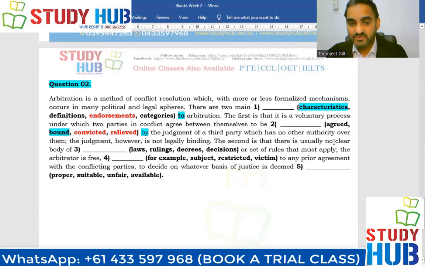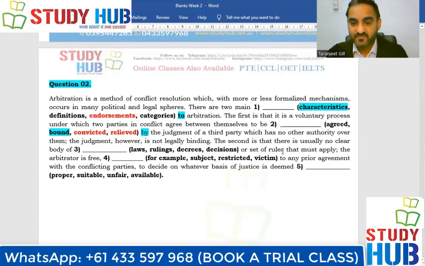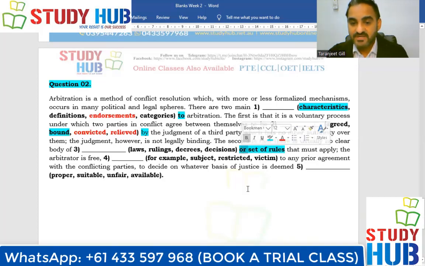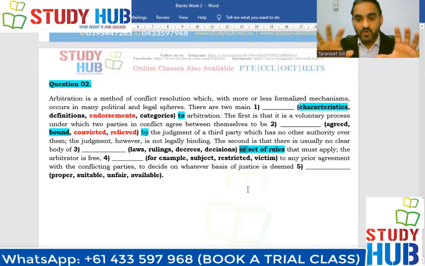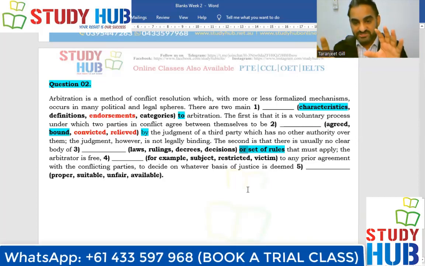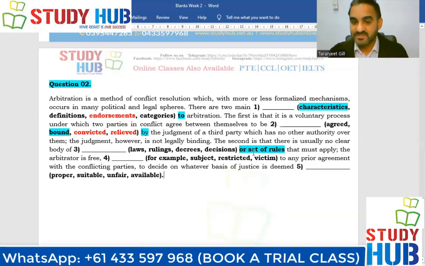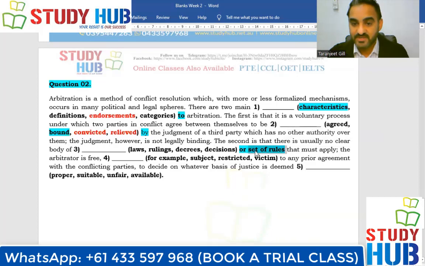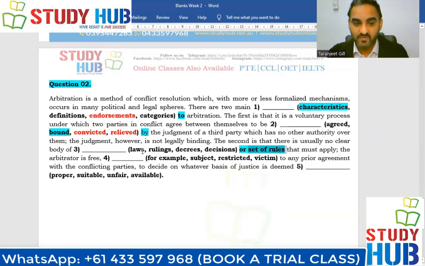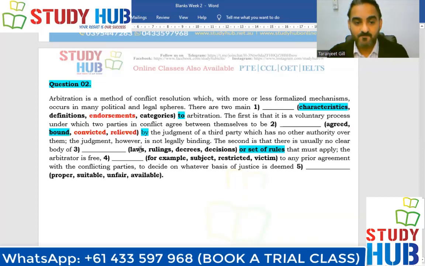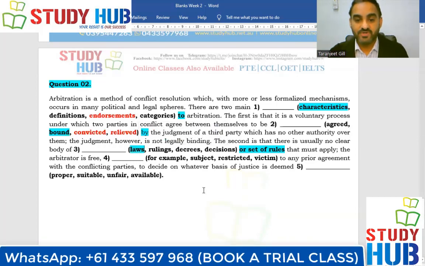The second is that there is usually no clear body of dash or set of rules. So this is what we call apples with apples logic: or set of rules. Or is a word that is used to show you two options. He or she, Melbourne or Sydney. So that means both the things are similar. So in this case, the next word that we are looking at should be close to set of rules. So laws, rulings, decrees or decisions, which one is more close to set of rules? Body of laws, right? Body of laws.